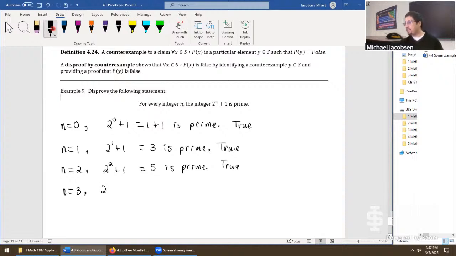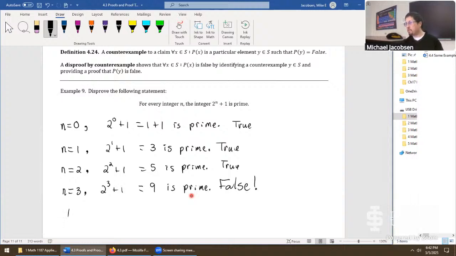So at n equals 3, 2 power 3 plus 1 becomes 8 plus 1, which is 9, is prime. But that statement probably hurt to write in, right? It's absolutely false, which means we have found a counterexample.